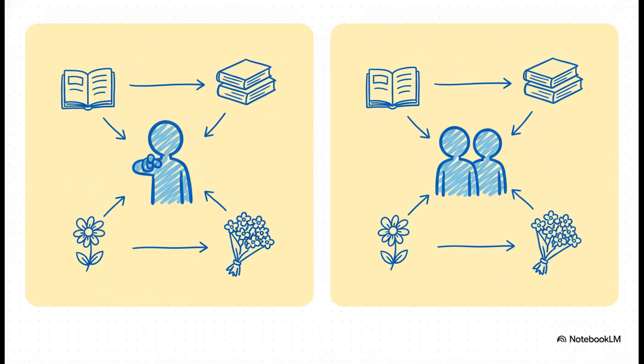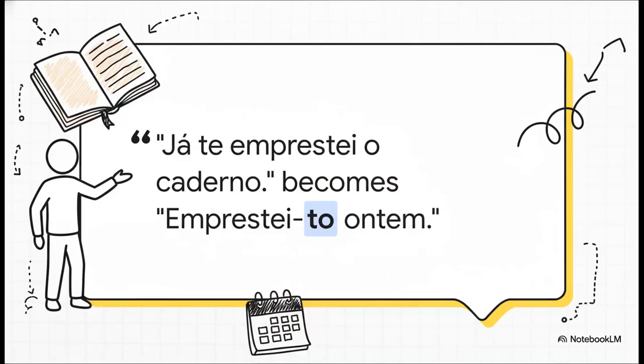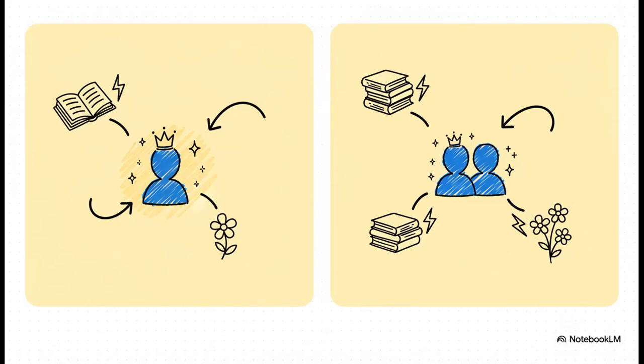And guess what? The exact same logic applies to te, which means to you. Te plus o becomes to, te plus a becomes ta. Once you see this pattern, it just clicks. You can't unsee it. Let's see it in a full sentence. I already lent you the notebook. We've got two pieces, you, which is te, and the notebook, o caderno, which is o. Put them together and you get this short, elegant sentence. Emprestei-to ontem. I lent it to you yesterday. Beautiful.